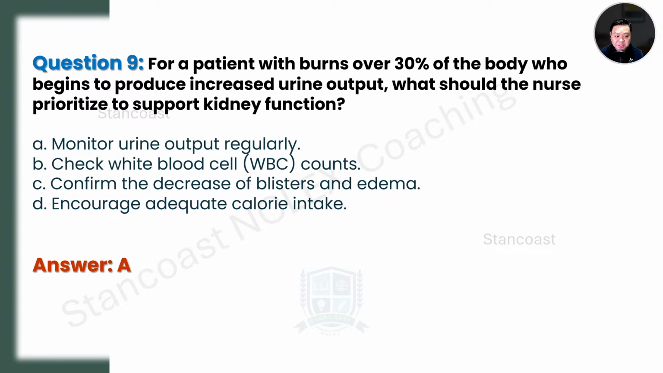If you selected letter C, confirm the decrease of blisters and edema. Well, if we're talking about blister edema resolution, this is going to be gradual and it will be less immediate for kidney function. And for letter D, encourage adequate calorie intake. This is supporting healing, but it doesn't really impact kidney function directly. So your focus here is to look for that action that directly monitors the kidney function, and that is checking the hourly output.